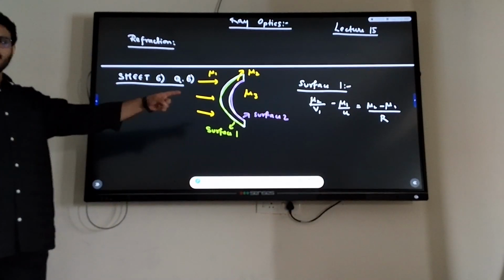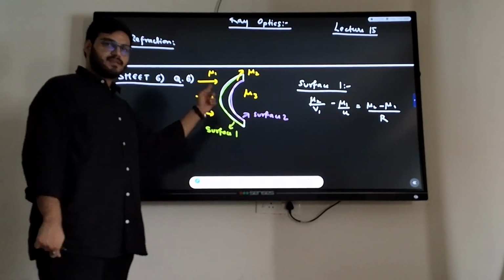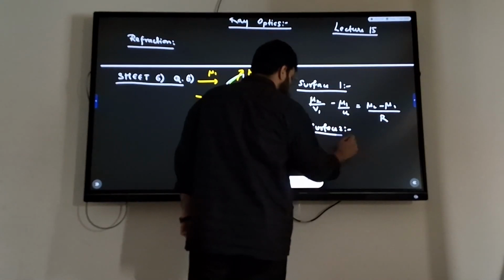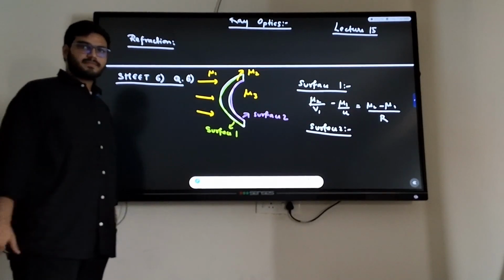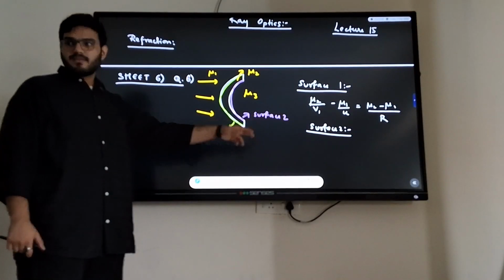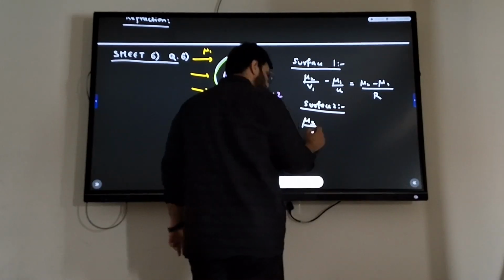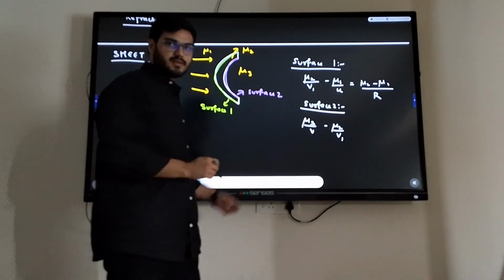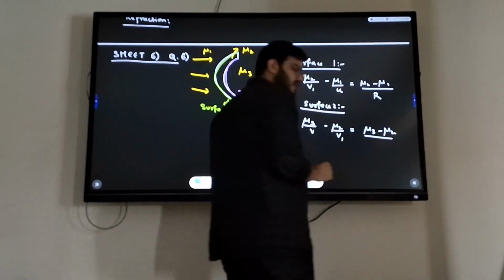How will that V1 act? As a virtual object for what? Surface 2. So if I consider surface 2, then what is the equation that I get? Now light rays are going from what to what medium? Mu2 to mu3. So what should be the equation? Mu3 by final image V minus mu2 by V1. Is this correct? Equal to mu3 minus mu2 by. Now what?